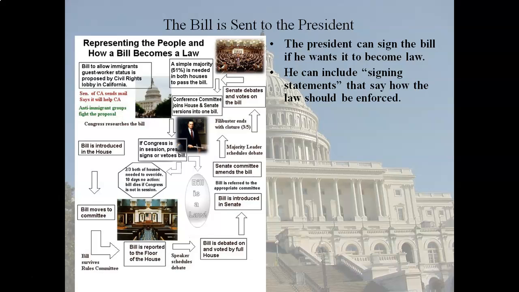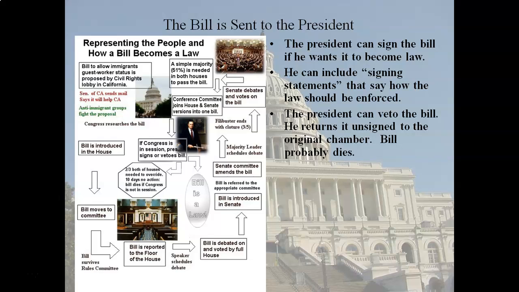However, sometimes a president, in fact, perhaps most of the time, might include a signing statement which says how the law will be enforced. Signing statements are really pretty controversial. Sometimes the president will state how he intends to interpret or enforce the bill differently than how Congress intended. These signing statements are rather controversial, but they happen quite frequently. And for what it's worth, there's nothing that Congress can do about it.